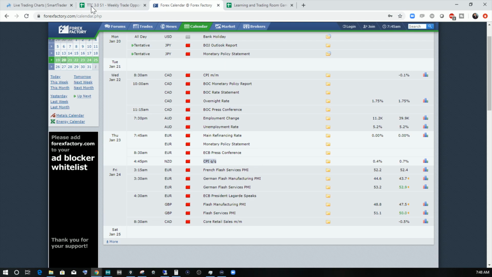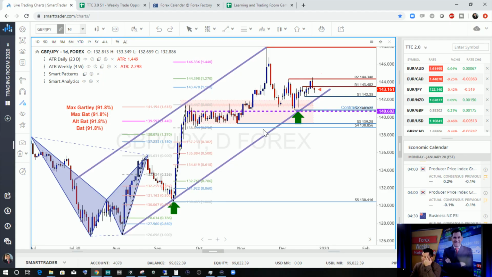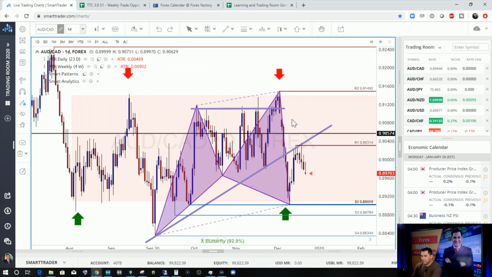All right, now with that being said, let's jump into the technical analysis and see how that's set up. Let's start off on the top right here. I'm going to start off with the Aussie CAD right here.